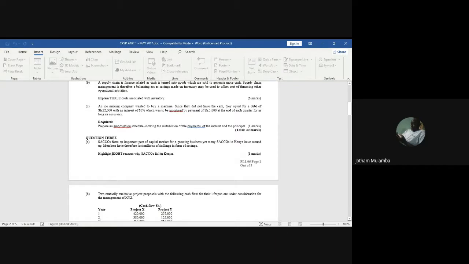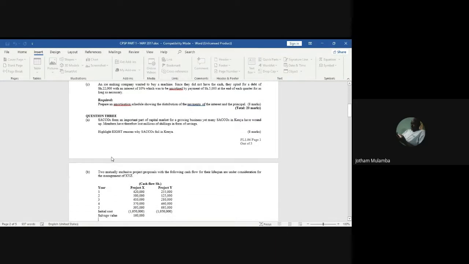Now question 3. SACCOs form an important part of the capital market for a growing business. Yet many SACCOs in Kenya have wound up.